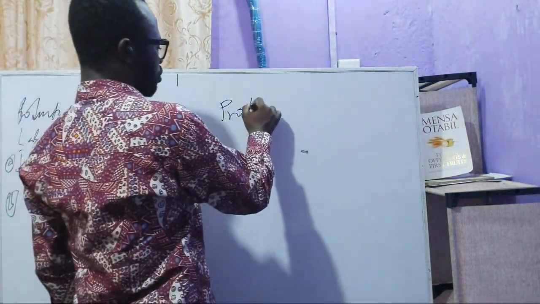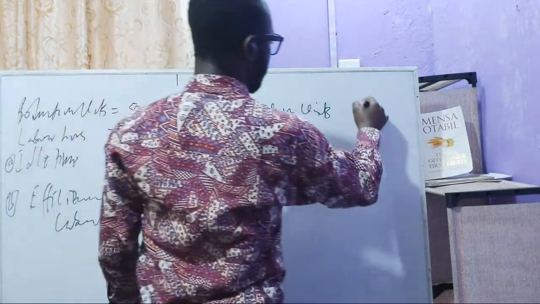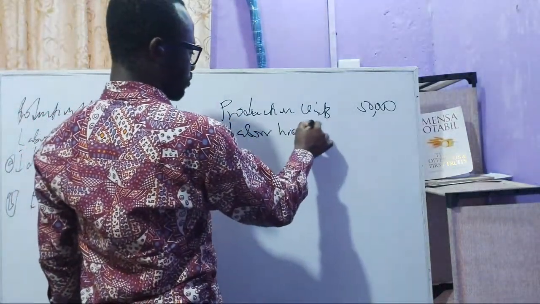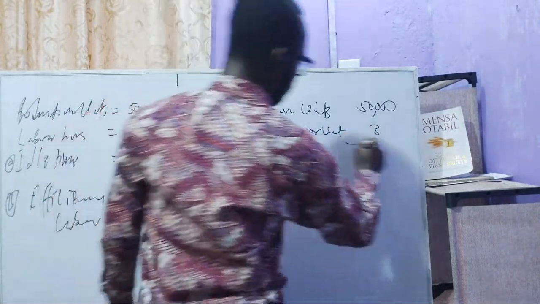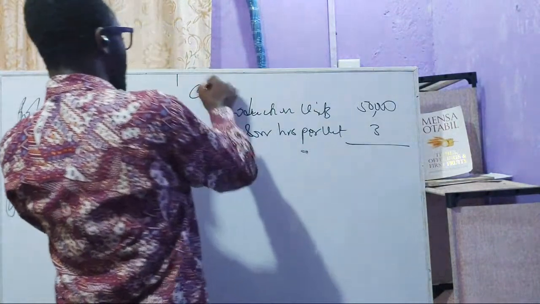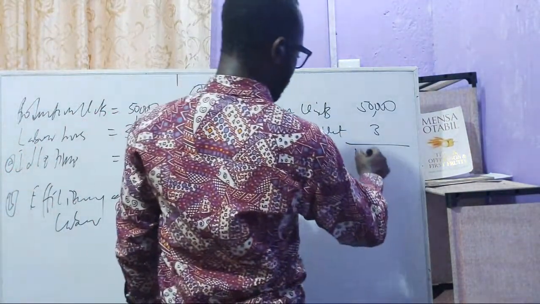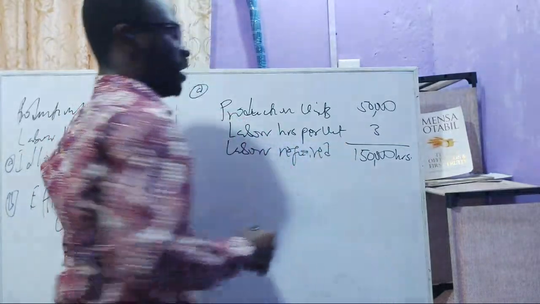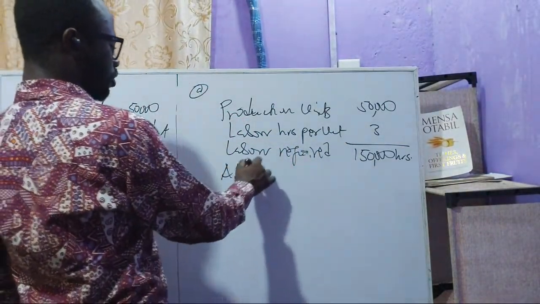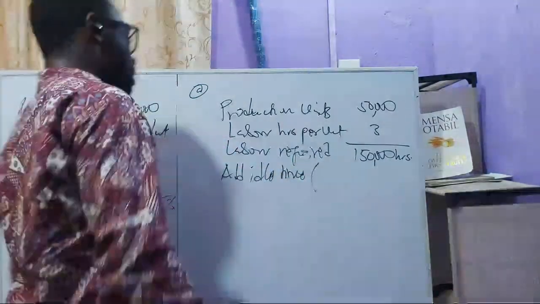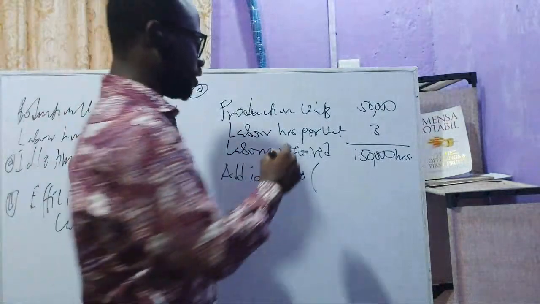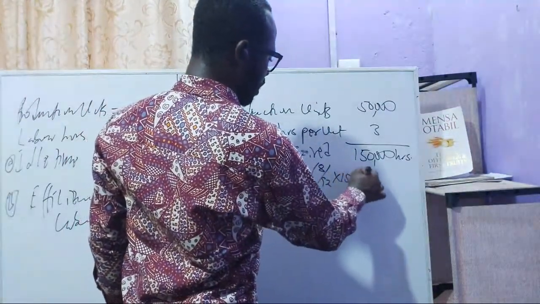We bring our production unit as usual, and that's 50,000 units. And then we bring the labor hours per unit, and that's 3 hours. So we multiply it up, and we are doing the A aspect, if there is idle time. That is 150,000 hours. So that's the labor hours required to meet it. But since there is idle time, we have to build it into the system. So we add idle time. Now remember, idle time is 8%. If idle time is 8%, that means this 150,000 represents 92%. So it's going to be 8/92 × 150,000. Let me grab my Casio calculator and do the calculation.